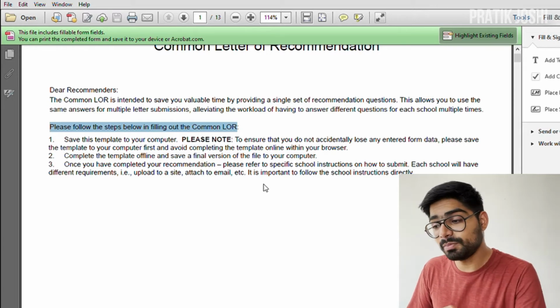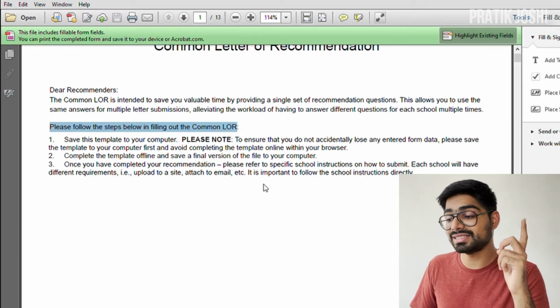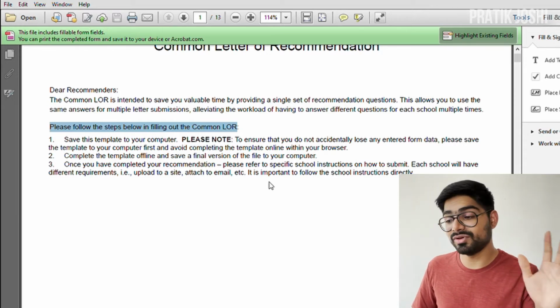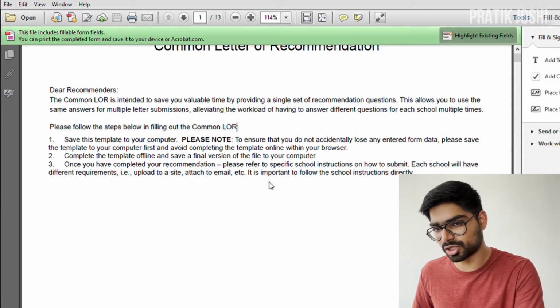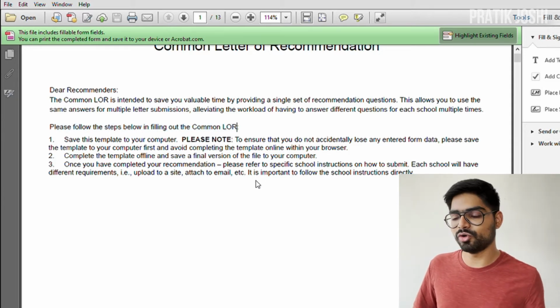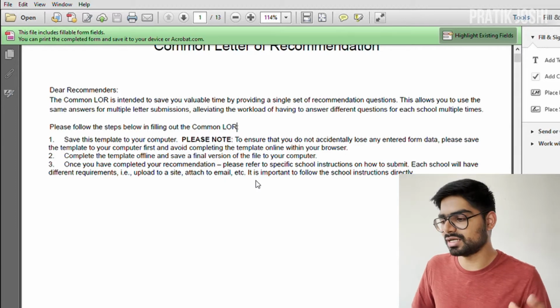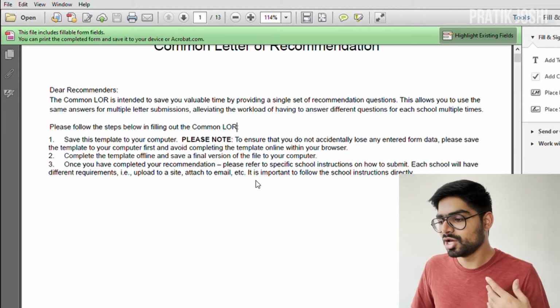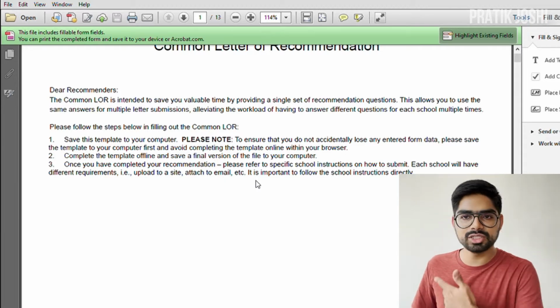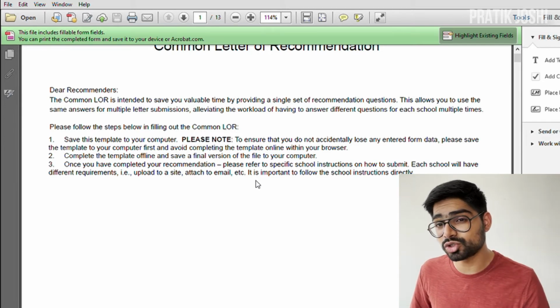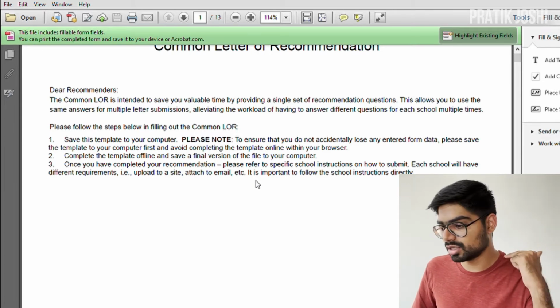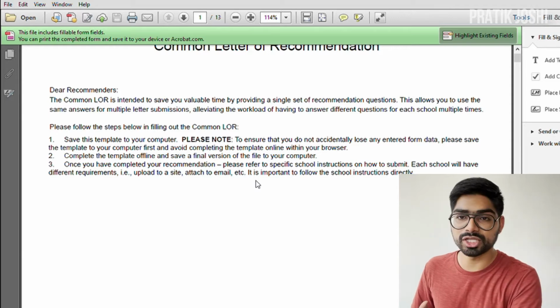And the final point is very, very important, which says that each school will have its different style of submitting your LOR. So please follow that particular style. Maybe one school says upload it to a site, and a second school says attach it to the mail. So don't upload it to the site for each one, or attach it in the mail for each one. You have to follow that particular institution's guidelines in submitting the LOR for that particular student.